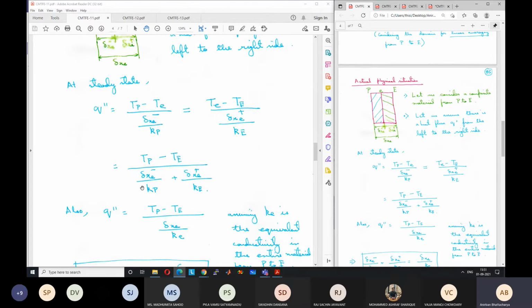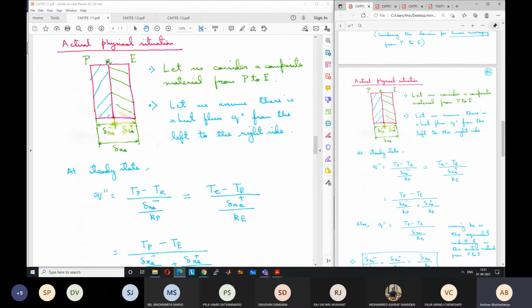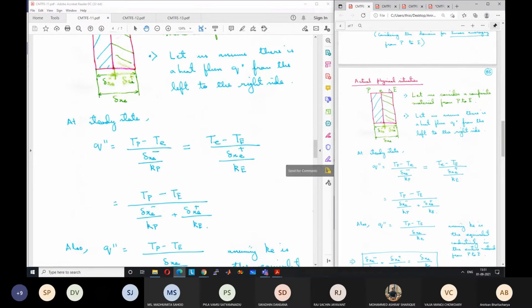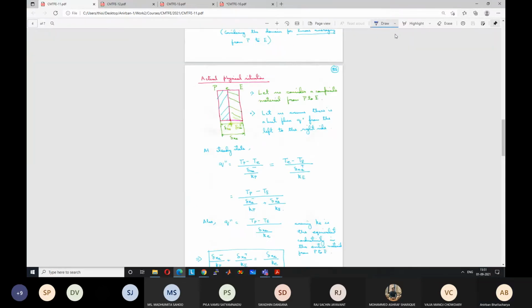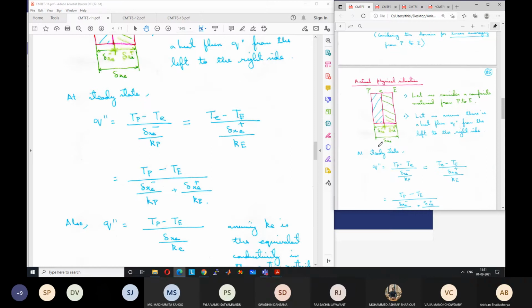So if we compare it with some overall equivalent thermal conductivity, K small e, and write the heat flux in terms of T capital P and T capital E, I can also write the heat flux as, if you look at this diagram, Tp minus T capital E divided by the overall distance, which is delta xe.